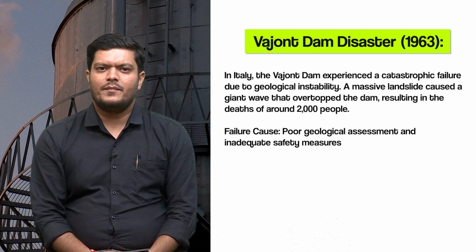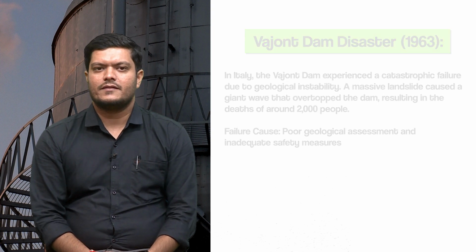The Vajont Dam experienced a catastrophic failure due to geological instability. A massive landslide caused a giant wave that overtopped the dam, resulting in the death of around 2,000 people. Failure cause: poor geological assessment and inadequate safety measures.